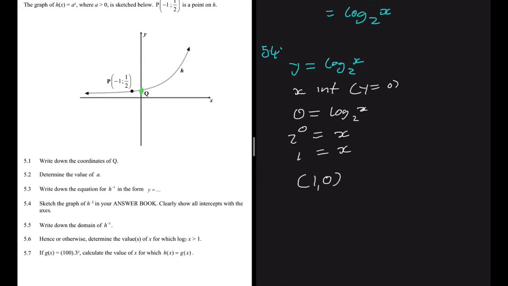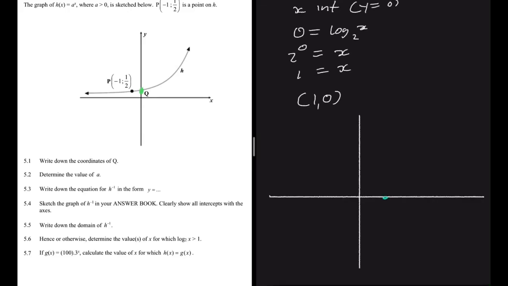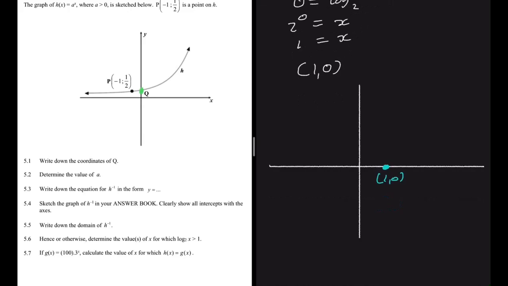So now we can go ahead and sketch our graph. Somewhere here we're going to have our x-intercept. So there we go. We're essentially done, right? We just need to sketch our graph. So it's supposed to look something like this, right? And then this is the y-axis and this is the x-axis.